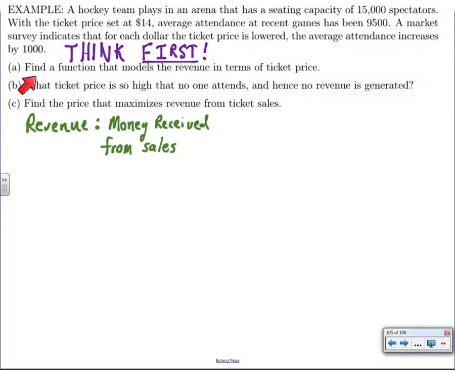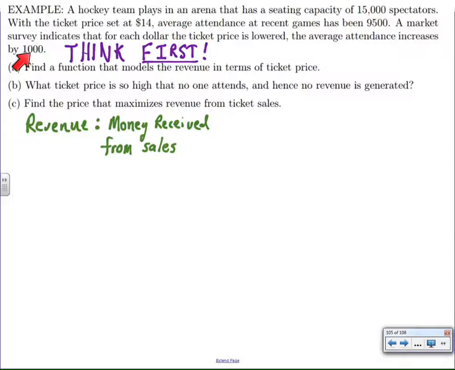When I look at part A, it says find a function that models revenue, sure enough, in terms of ticket price. So ticket price is going to be my independent variable. That's the thing that I get to control, and that's going to change the amount of money that I make from sales. So revenue is money received from sales. I don't really know how to write a function, but I do have some information, and I'm going to play around with this information and see if it guides me onto a path.